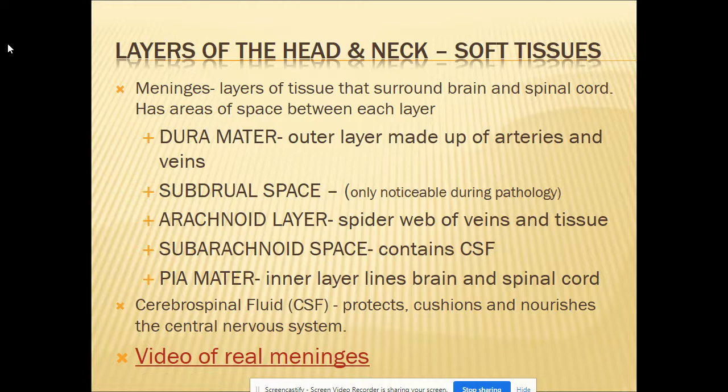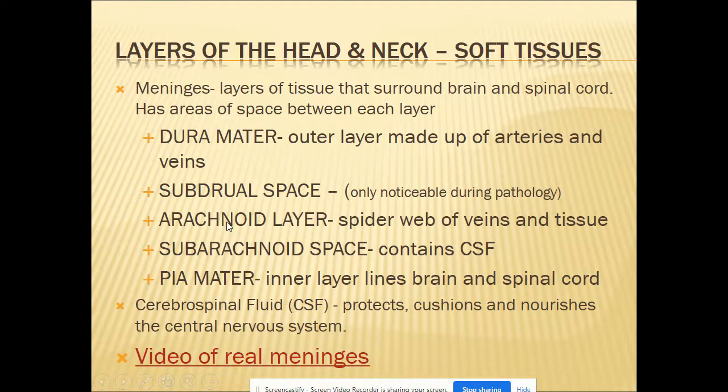So it's a recap of what I've said. The meninges are layers of tissue that surround the brain and spinal cord. There are spaces between the layers. And here is the dura mater. Translates to tough mother. The outermost layer does have arteries and veins. Then you have a space, which is really only noticeable during pathology, such as if you had a subdural hematoma, and that would show up on a CAT scan.